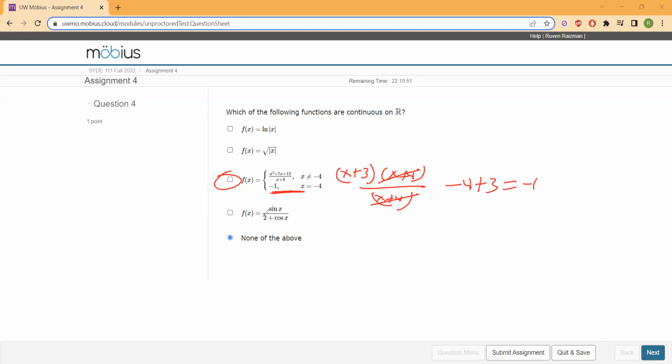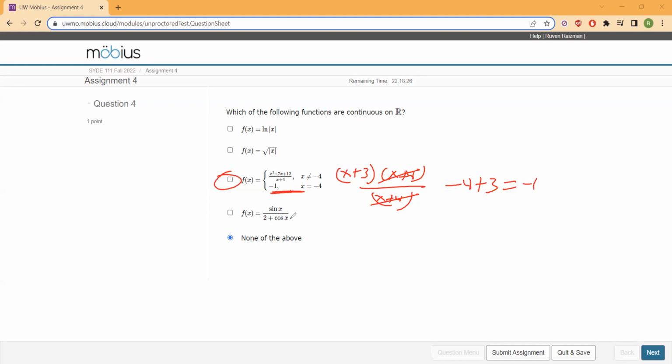Then we're going to look at sine x over 2 plus cos x. Now, what we always need to check to see if a function is continuous, especially if it's a rational function, is we can check the bottom and see if it's 0. What I was trying to say is that there are two options for rational functions not to be continuous, and that's both when you're looking at the bottom.